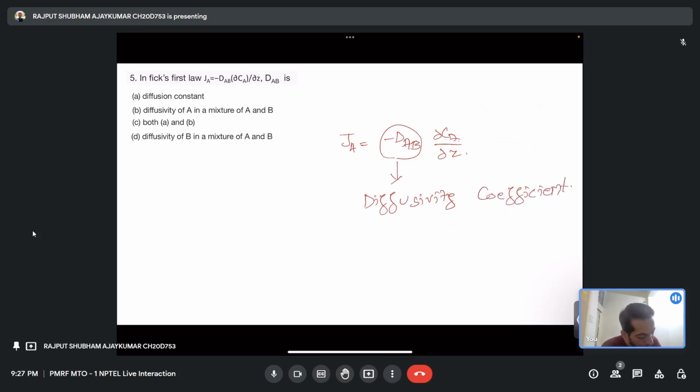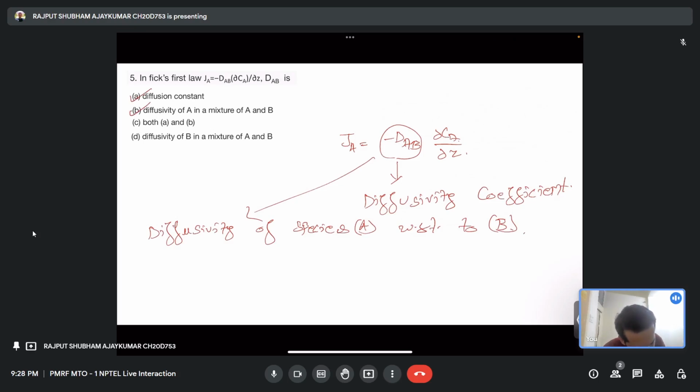Similarly, it is known as the diffusivity of species A with respect to B. So there are two different options that can be considered as a diffusivity coefficient, that is both A and B. These two options are correct, and you can relate that from this. This is A and this is B. So the correct answer is C, both A and B.